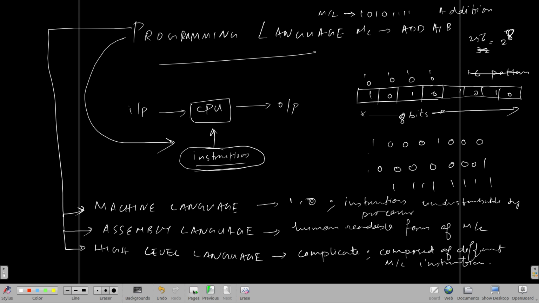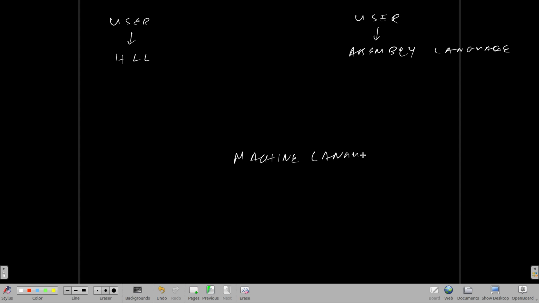So as a user, most of the time we'll be dealing with high level language, or sometimes assembly language. And either way we have to convert it to machine language, right? We need some sort of a translator, because this is the language that the processor understands and this is the language that we know. So basically we need some sort of translator.